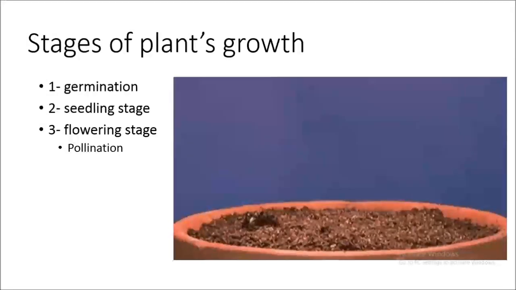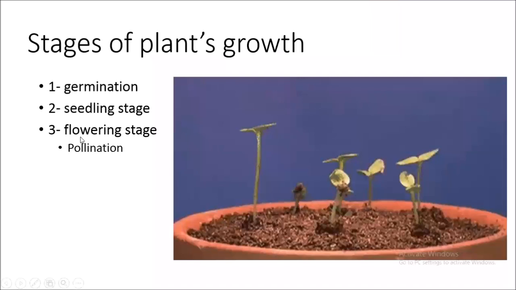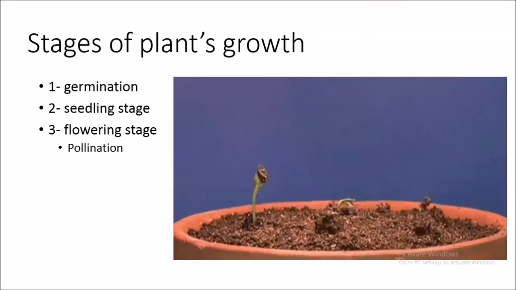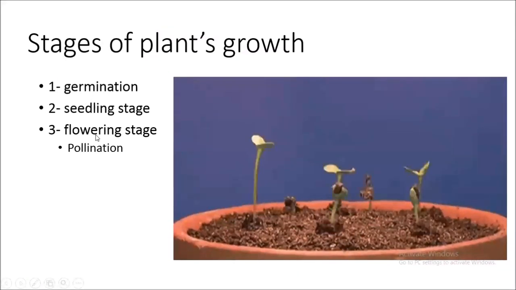In this lesson, we'll talk about the stages of plants' growth. We have 3 stages: germination, seedling, flowering. Those are big words, but it will be easy for you guys to learn about them. After flowering comes pollination, that we will talk about later.